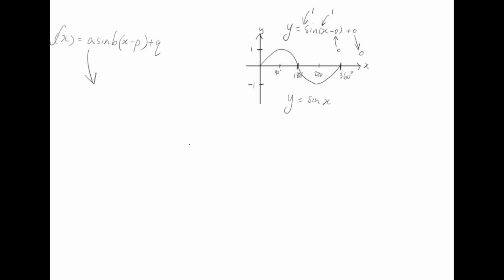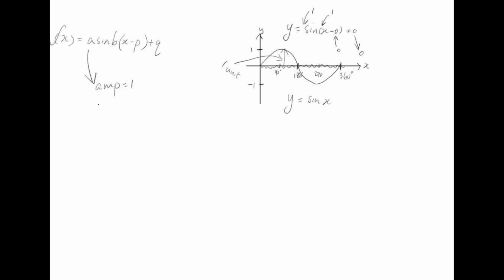So what does a do? We know all of these things, so I'm not going to spend too much time redrawing it. But if a changes, that impacts our amplitude. So what is amplitude? Amplitude is from our resting point, from the middle of the graph. Let's call this the resting point. From that line up until the maximum, how many units is that? For this graph, that is 1 unit. And because it's 1 unit, our amplitude is 1.